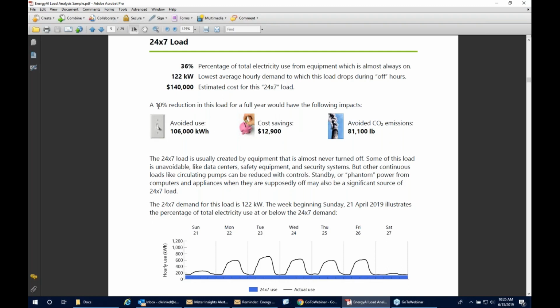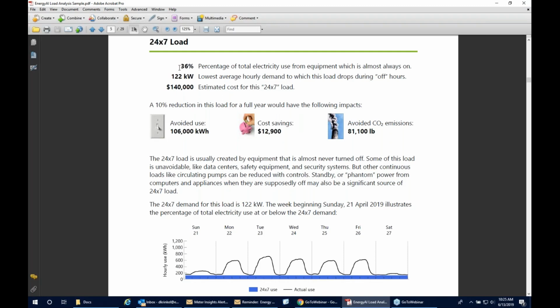So we'll say that's the demand, typically the lowest demand. And we simply say, now, if you could reduce that by 10%, by hook or by crook, we don't know how you could do that, here's how much you would save. In this example of this facility, that 122 kW running 24/7 makes up 36% of total electricity use. That's actually not a bad number. That's a fairly good number.